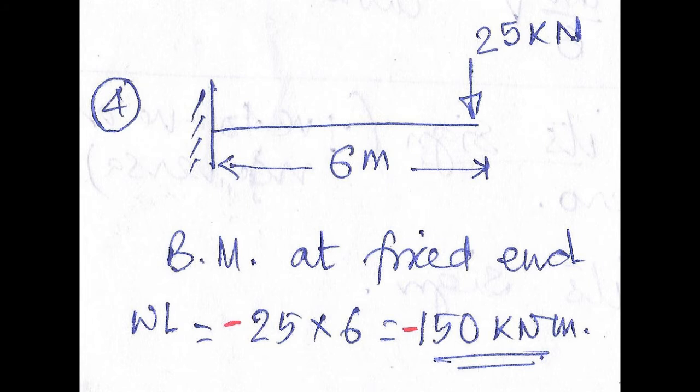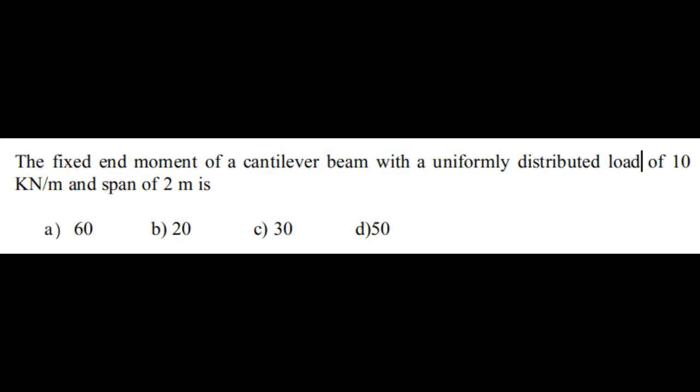This is a cantilever beam, span is 6 meter. 25 kilonewton is the point load acting at the free end. We have to find the bending moment at the fixed end. As we know, the bending moment at the fixed end is W into L. What is W? 25 multiplied by 6, that is 150. Why it is minus? Because cantilever beam generates hogging bending moment or the negative bending moment. Let us see next question.